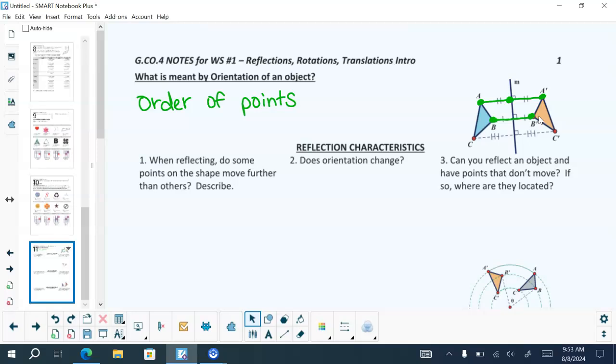B was closer to the line of reflection, therefore B prime should be closer to the line of reflection. A is a little bit farther away, so A prime should be a little bit farther away, and same with C. C is actually farthest away from the line of reflection, so C prime should be the farthest away. So in this case, yes.